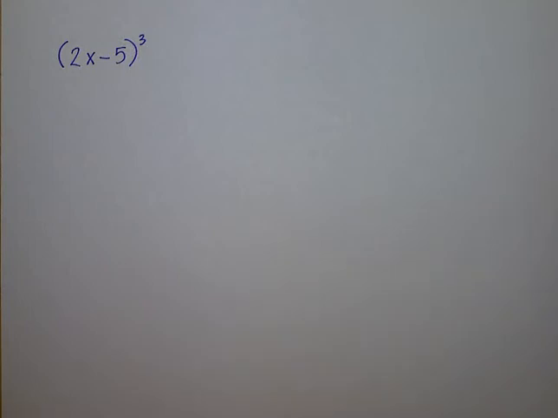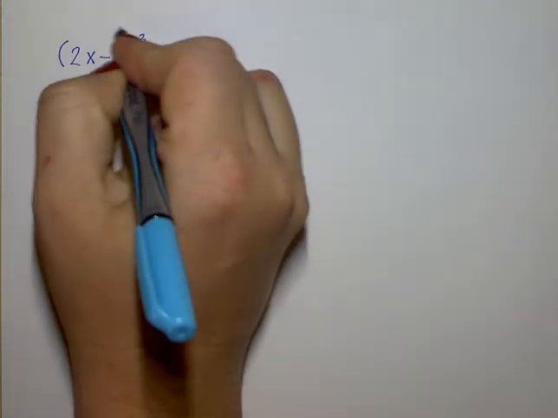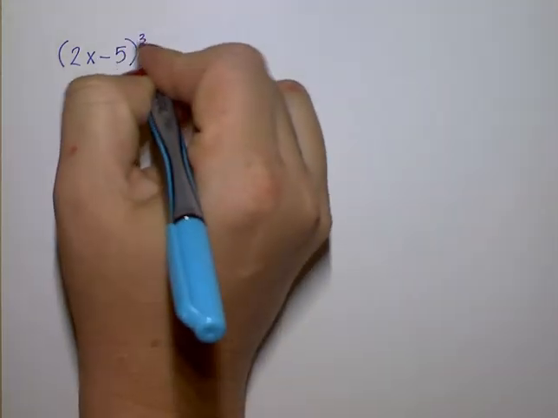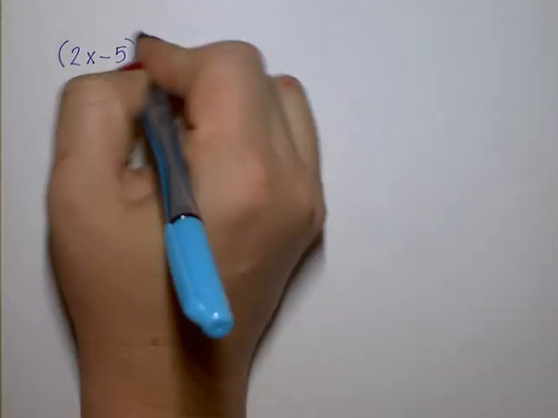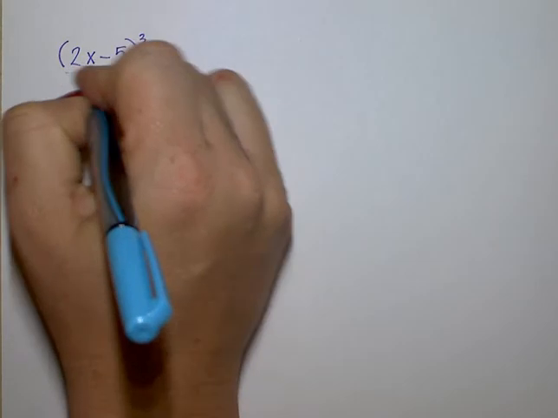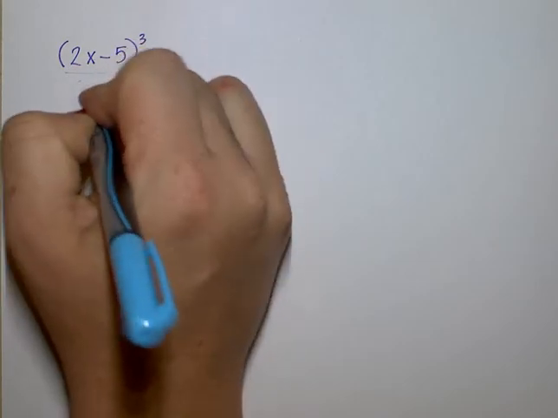Just as a review, a lot of times students want to distribute this 3, and they want to distribute it to the 2x and the 5, and they think that's the final answer. We're taking this whole quantity and we're writing it down 3 times.